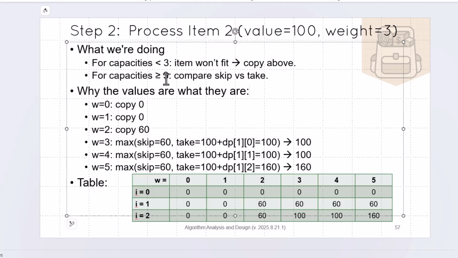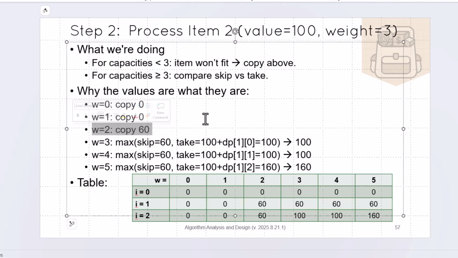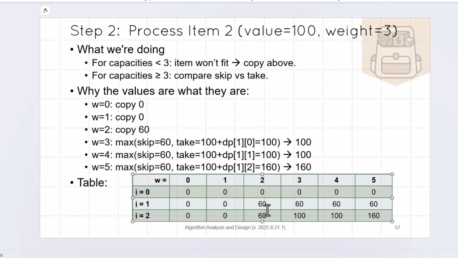For capacities greater than or equal to 3, we compare, do we skip or take? So for w equals 0, we just copy the 0 above it. For w equals 2, we can't even consider taking this new item, item 2, because if we have a capacity of 2, we can't fit it. But we copy the value above it, 60, not 0, right? Because we already have that item 1 inside there.